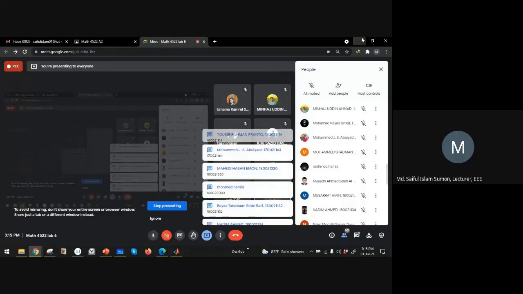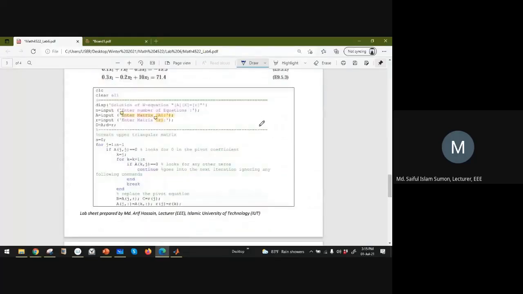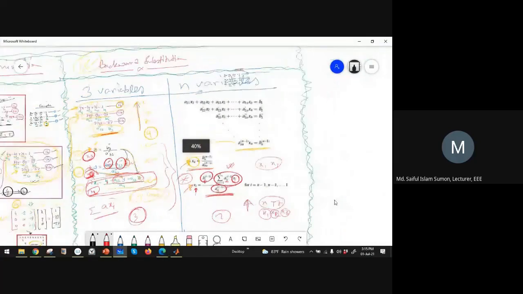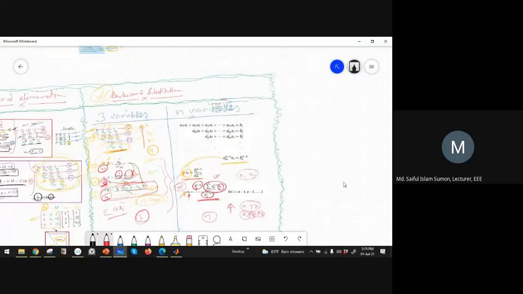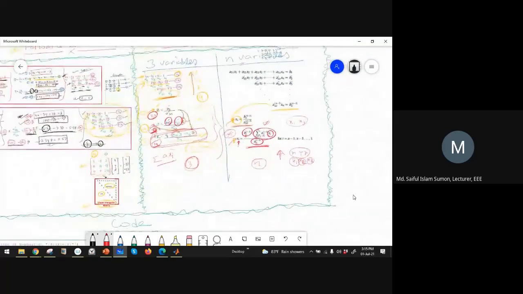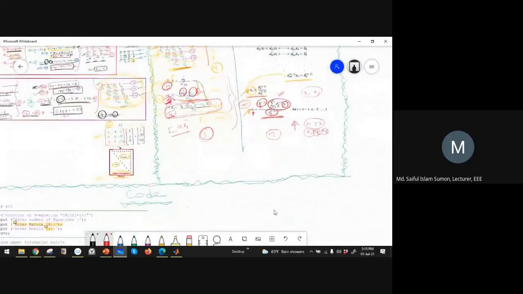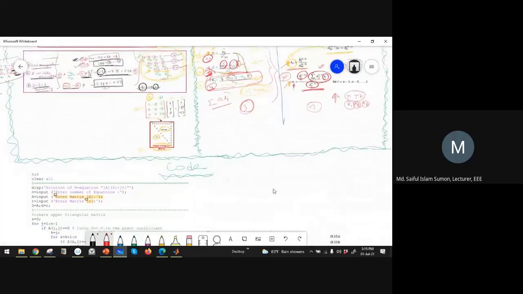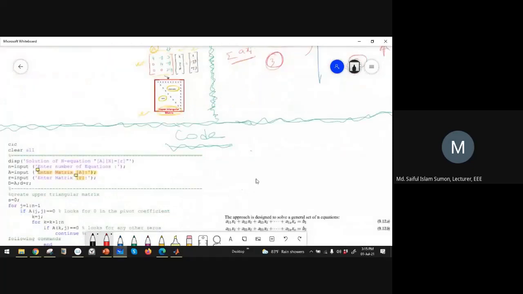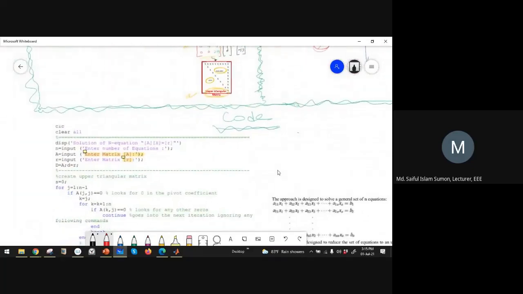Okay, let's go for the coding portion. If I write previously, then it takes less time for me to make you understand. In the previous classes, I used to write everything, and it would take a long time. So now let's go for the coding.